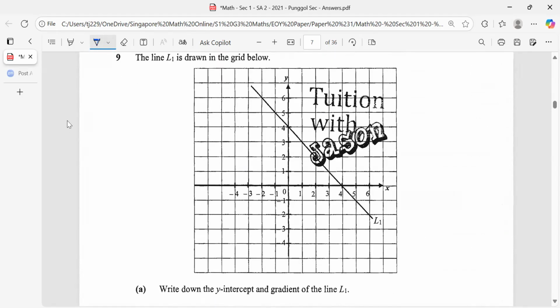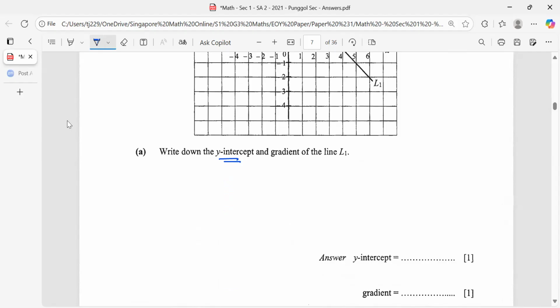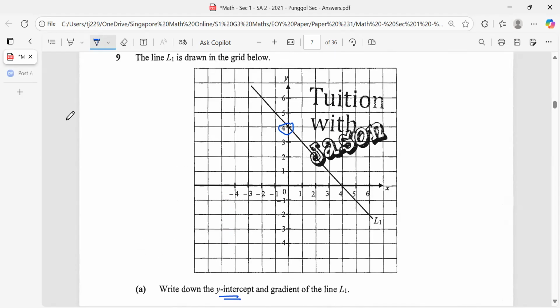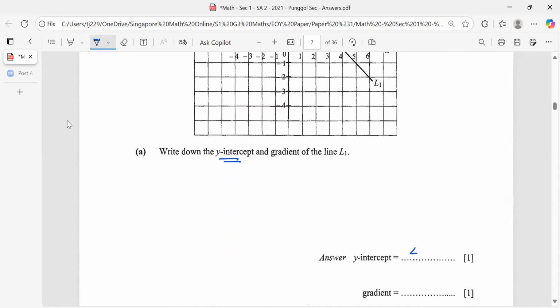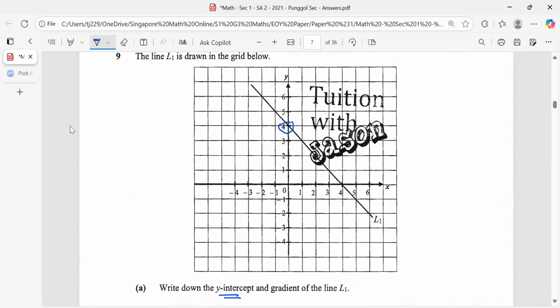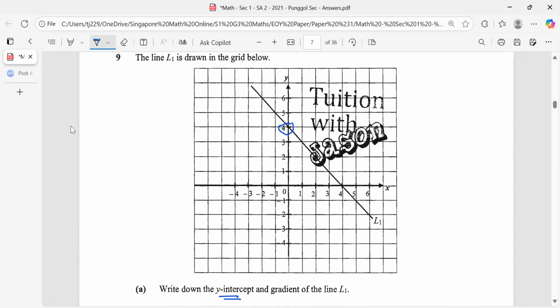The line L1 is drawn in the grid below. So write down the y-intercept and gradient of line L1. So y-intercept will be where the line actually crosses the y-axis. Okay, and this is (0, 4). Coordinates wise it is (0, 4), but the y-intercept itself is just 4. Now, gradient, we will have to consider it being rise over run.